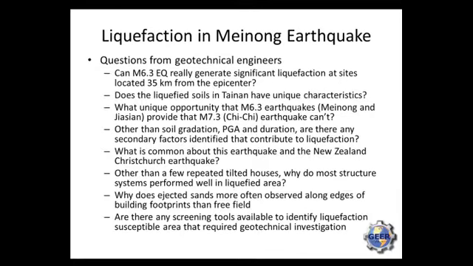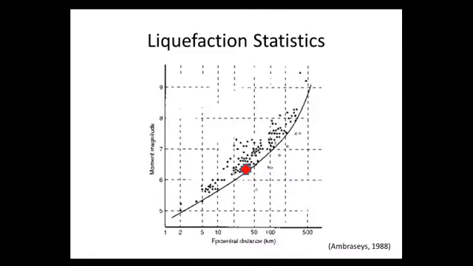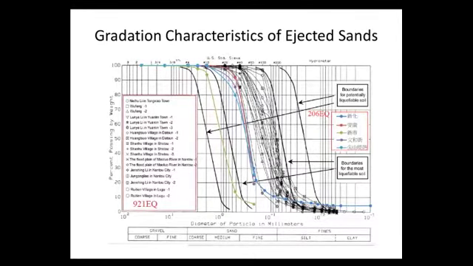So this is a plot by Abraxas, plotting the epicentral distance versus magnitude. And you can see the red dots are the boundary of the line that separates liquefaction and non-liquefaction. So this magnitude and this distance can generate liquefaction if the material is soft. The gradation shows that the material that liquefied is in agreement with most of the historical observations of liquefiable sands.